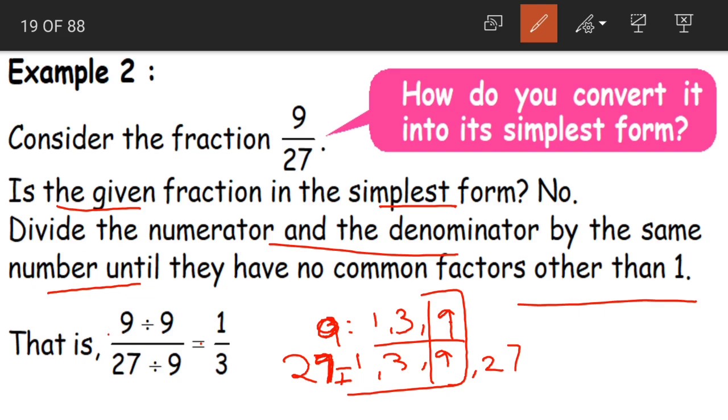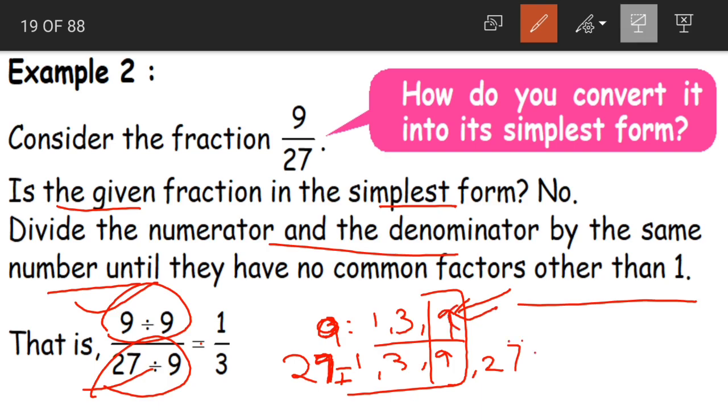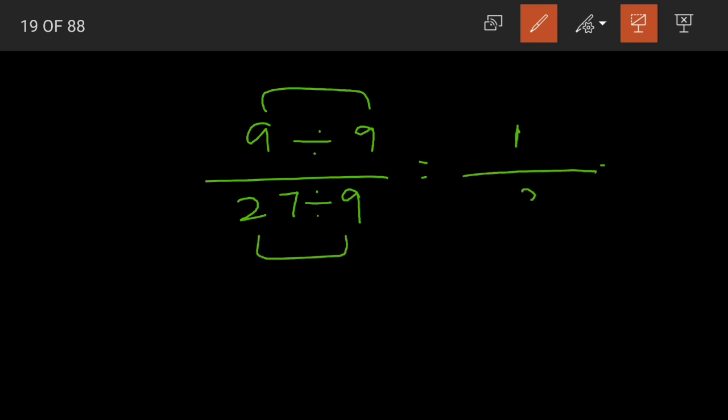So we have to divide the numerator and denominator by this highest common factor. See, 9 by 27 is our original fraction. The highest common factor is 9. So, dividing the numerator by 9 and also the denominator by 9, what will be our answer? 9 divided by 9 is 1. 27 divided by 9 will be 3.